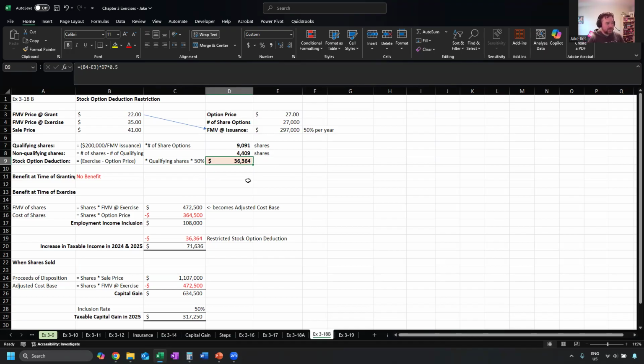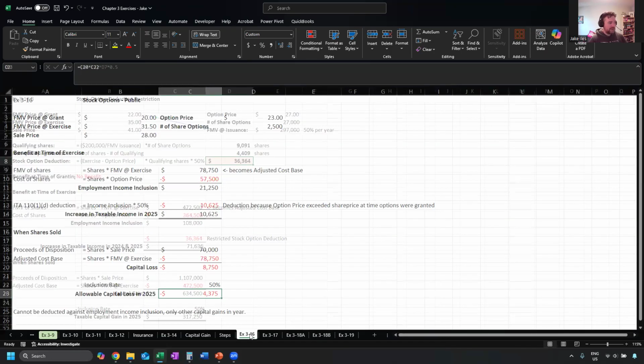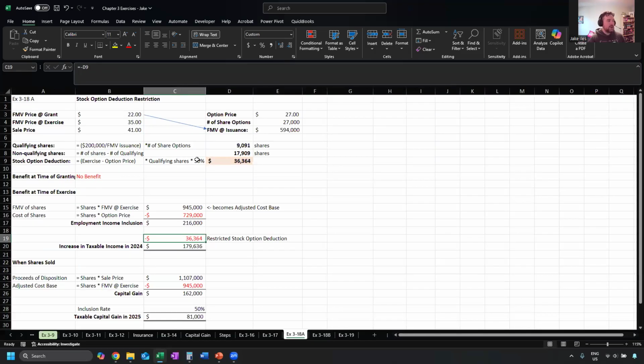If this is confusing to you, don't worry about it. Focus on these calculations, but just establish that if you are a very large corporation, you can get the deduction, but you don't get all of it. You're limited to that $200,000 per year.